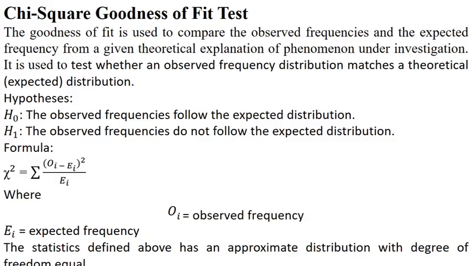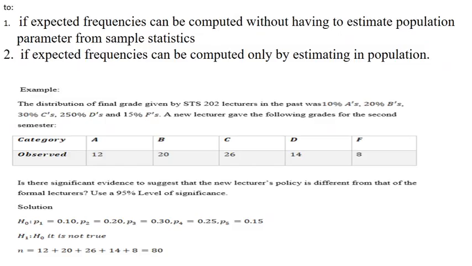The statistic defined above has an approximate chi-square distribution with degree of freedom equal to k minus 1 if the expected frequencies can be computed without having to estimate population parameters from sample statistics. That's when we use the formula I've mentioned earlier. Another case is if the expected frequency can be computed only by estimating parameters in the population.